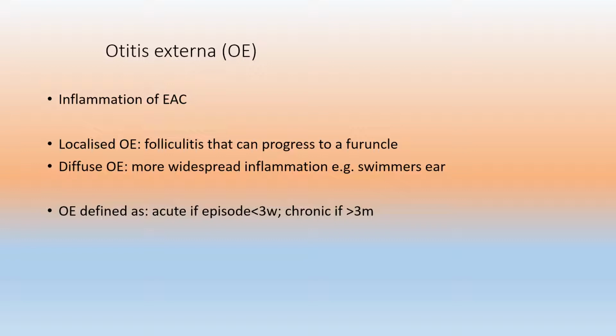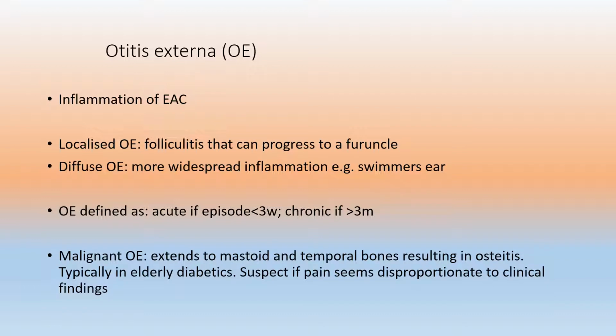Otitis externa is defined as acute if the episode is less than 3 weeks, and chronic if greater than 3 months. So, if one episode lasts for 3 weeks, it is an acute episode, and if it lasts for greater than 3 months, then it is chronic otitis externa. Malignant otitis externa extends to the mastoid and temporal bones, resulting in osteitis, typically in elderly diabetics. Suspect it if pain seems disproportionate to clinical findings.